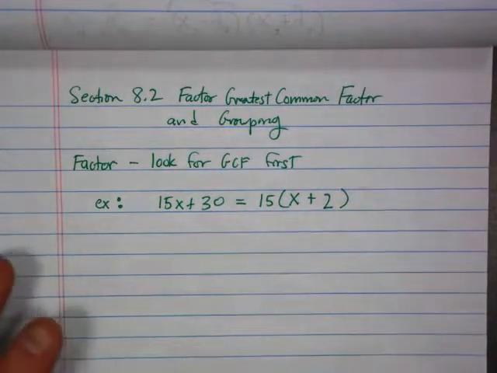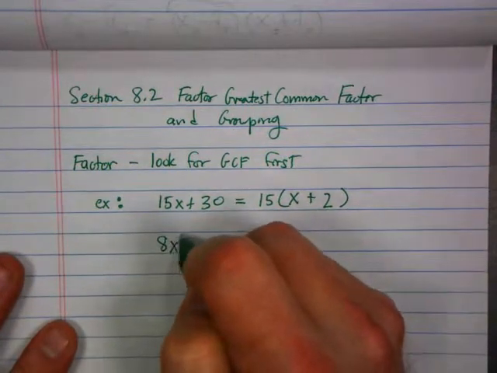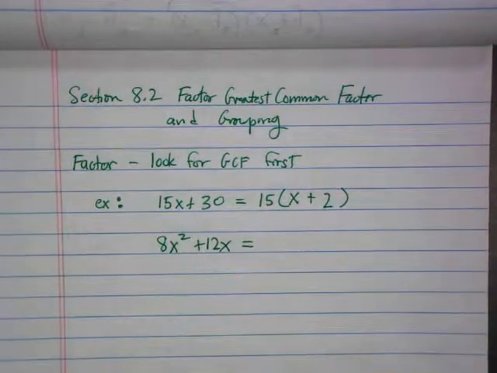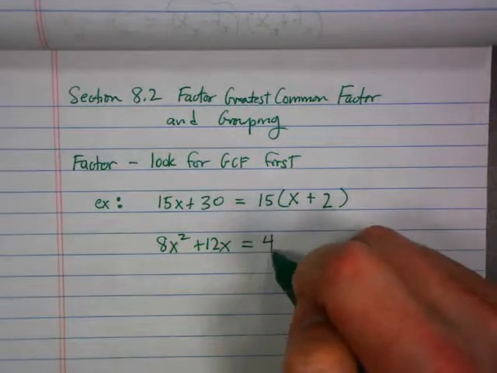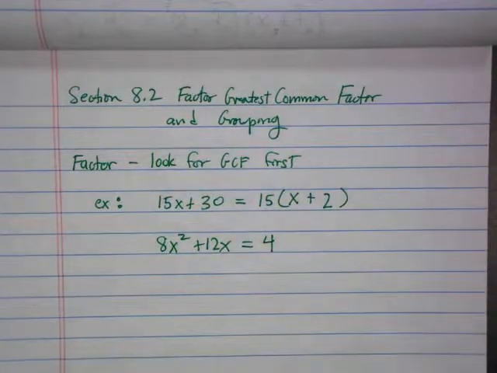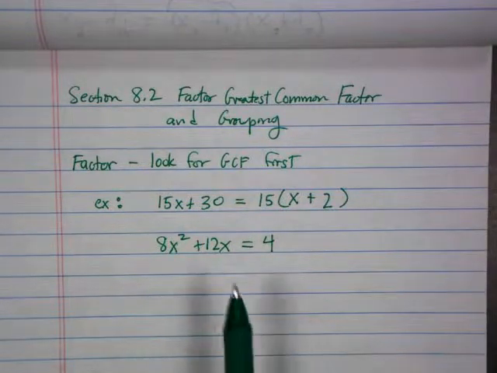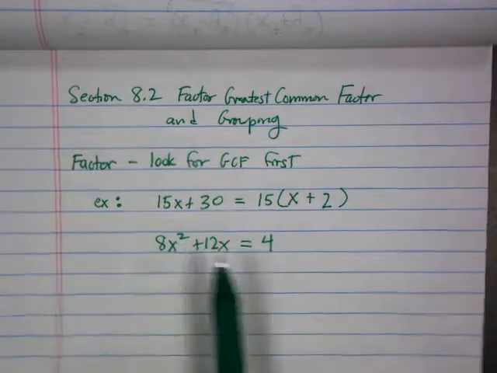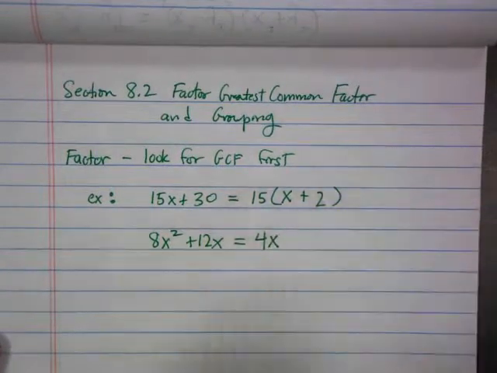Okay. How about 8x squared plus 12x? You look at your numbers, 8 and 12. What's the biggest thing that 8 and 12 have in common? A 4. How about your letters this time? They both have an x in them, don't they? This one has an x, this one has an x squared. But what they have in common is they both have one x. So I put an x out front this time too, because they both have an x in common.